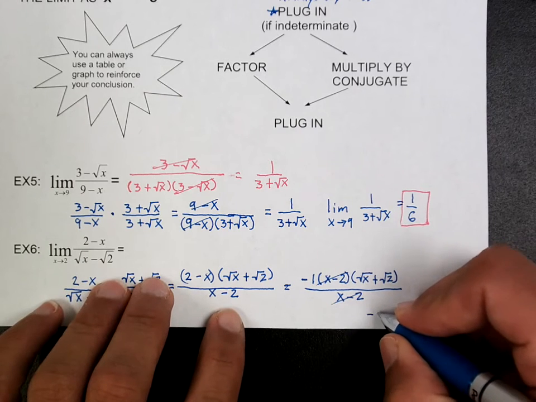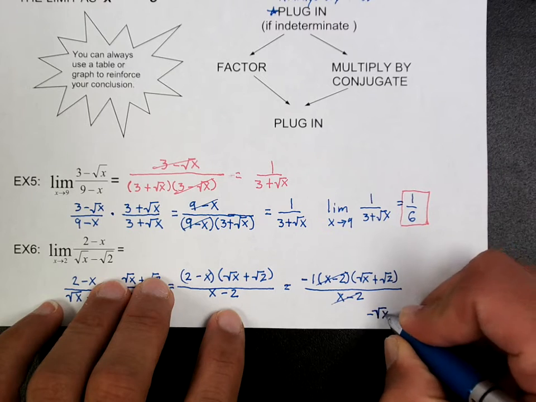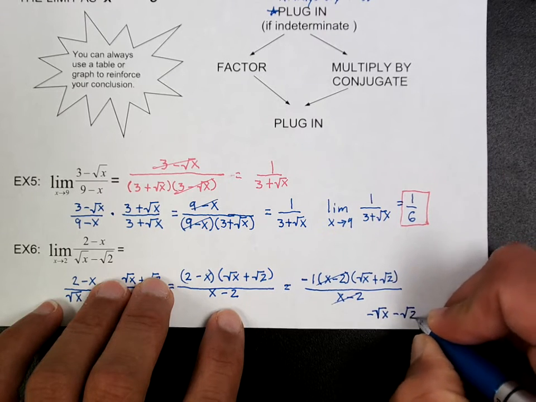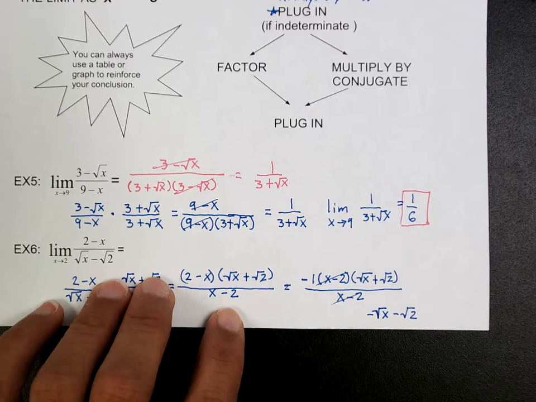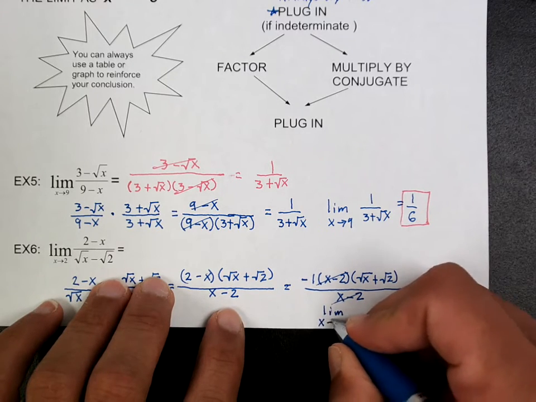So I have negative square root of x minus the square root of 2. And I can try to find the limit at that point. Alright, so we have the limit as x approaches 2.